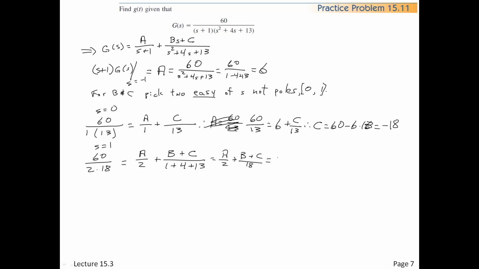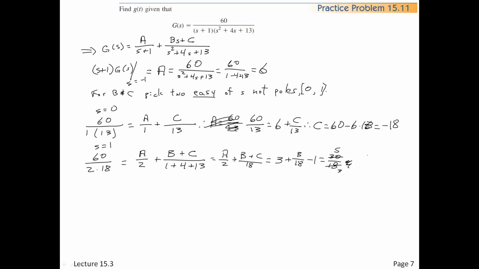6 divided by 2 is 3, and we'll separate this, B over 18, and C over 18 is minus 18 over 18, minus 1. And all of that is going to equal, what's on this side? 30 divided by 18. Hopefully these are good numbers. Let's see. I can take a 6 out of here and make 5, a 6 out of here and make 3.